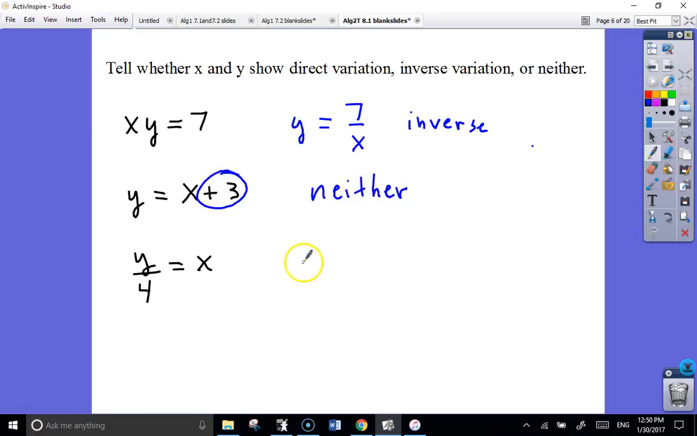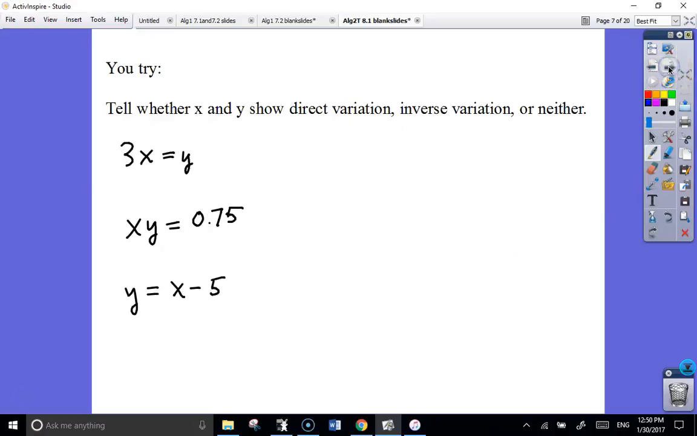Solve for y. What do you got? Y equals 4x. Okay, so what is that? Direct. So here's your you try. Try to do the same thing with those.